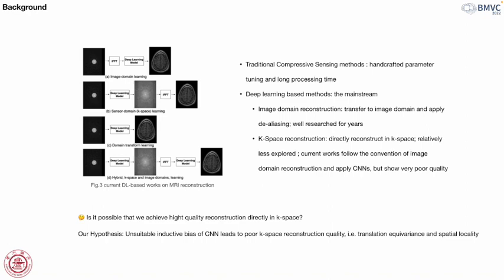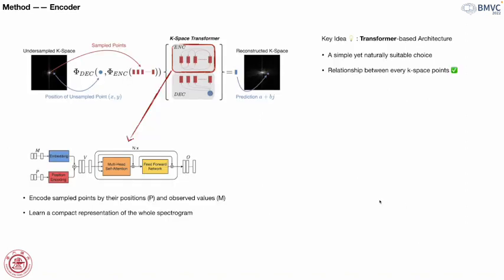So we wonder, is it possible to achieve high-quality reconstruction directly in K-space, and what architecture can capture the suitable inductive bias of K-space signal? This leads to the first key idea of this work. We propose a novel transformer-based architecture for K-space learning.